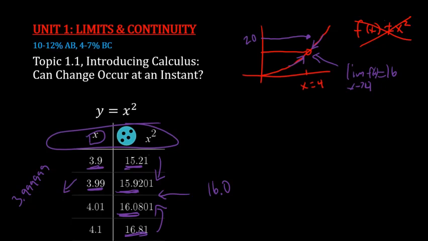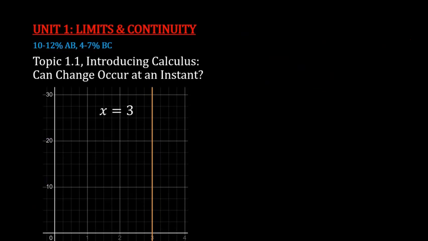All right? And so that's one important thing that we need to know: can change occur at an instant? And that's at this instant 4, true, it's not defined to be 16, but the limit as we get infinitely closer is 16. Now, one last thing that the College Board wants you to know is what's happening here.